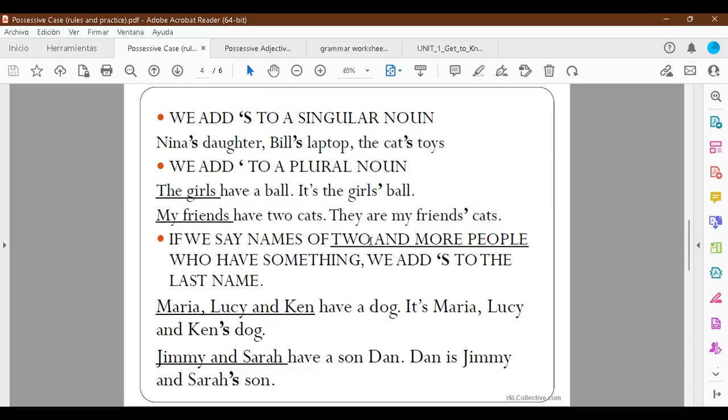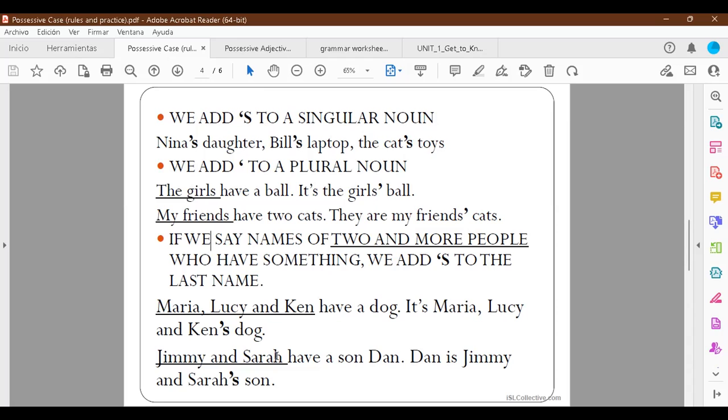If we say names of two or more people who have something, we add apostrophe S to the last name. Mencionamos que si un objeto pertenece a más de una persona, vamos a agregar el apóstrofe en la última persona o el último nombre que hemos mencionado. María, Lucy, and Ken have a dog. María, Lucy, Ken tienen un perro. It's María, Lucy, and Ken's dog. Entonces, este recibe el apóstrofe y la S.